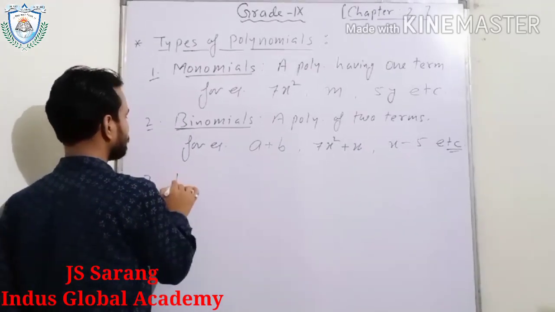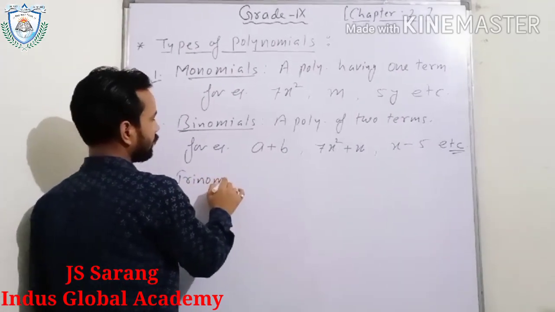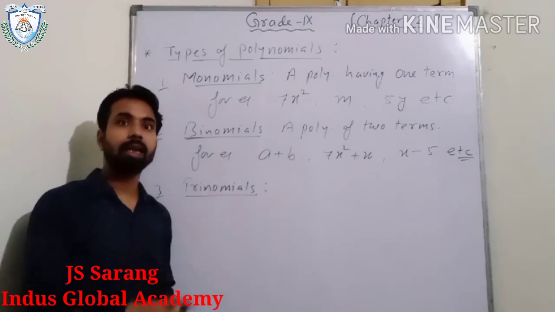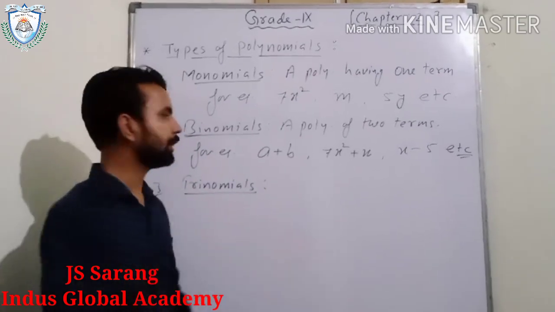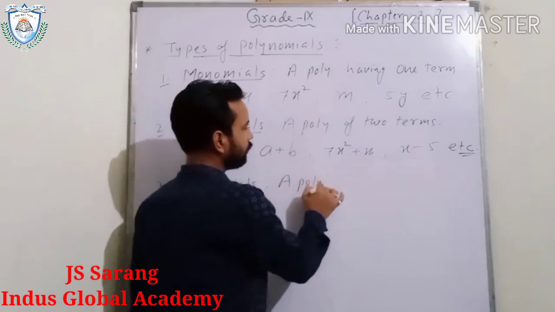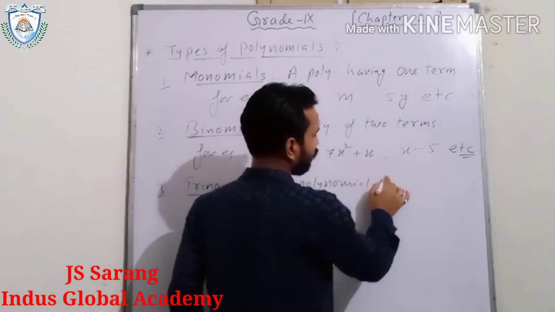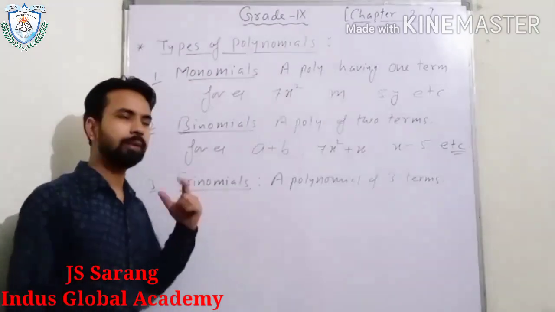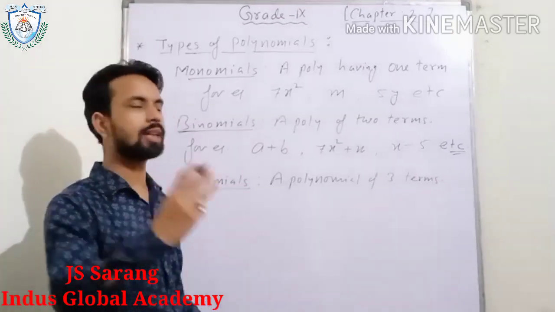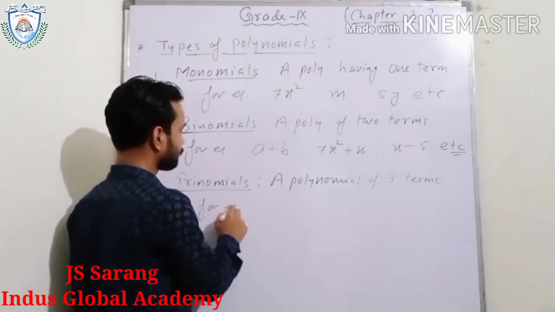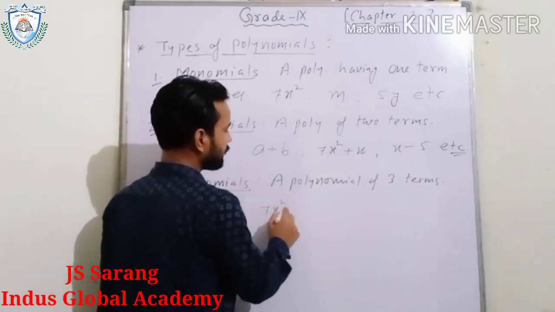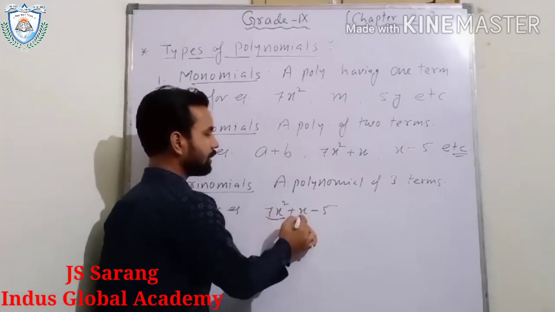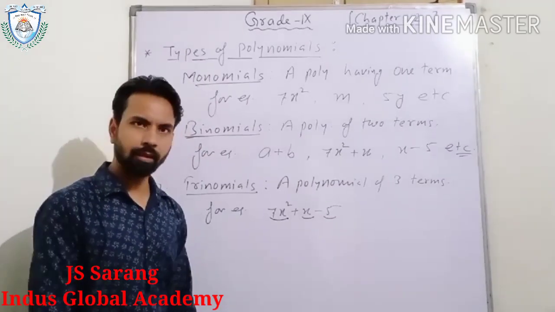Third type is trinomials. Tri means 3. A polynomial of 3 terms is known as trinomial. Means a polynomial in which 3 terms are present. For example, 7x square plus x minus 5. There are 3 terms. First term is 7x square, second term is x and third term is 5. Clear?